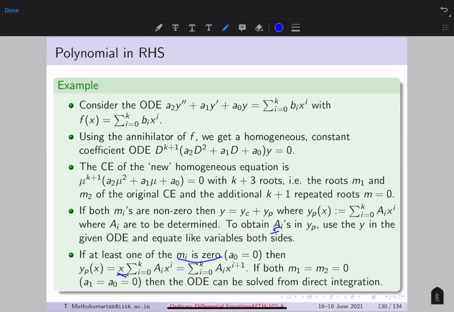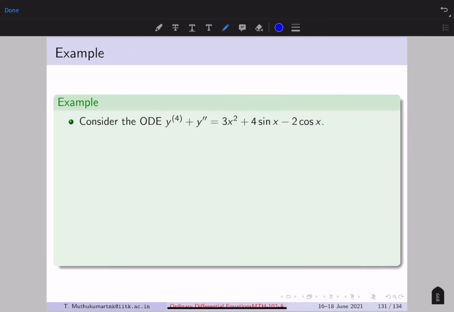And the fact that one of the mi is 0 means that a0 is 0. If both the mi's are 0, that means a1, a2 are 0, then you are just left with the second derivative operator, so you can just integrate and solve. But the same method will also work. Okay, but the equation gets simplified in the case when the roots of the second order ODE become 0. Okay, so let's look at examples.